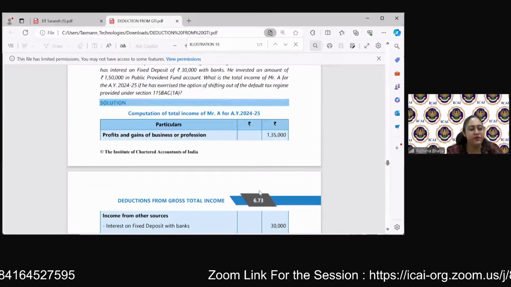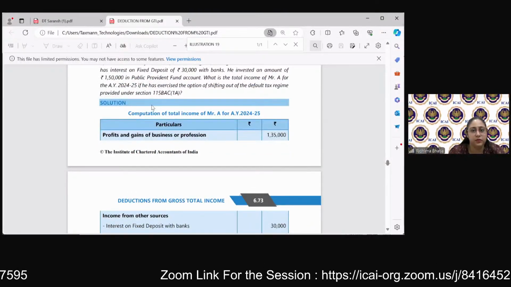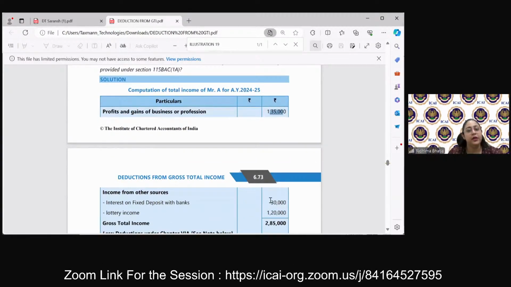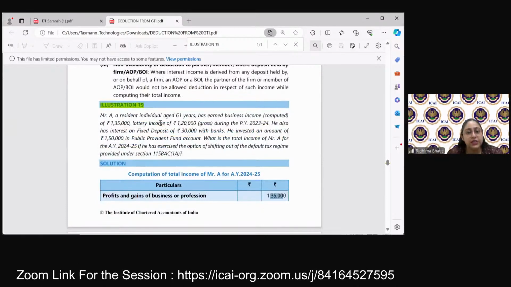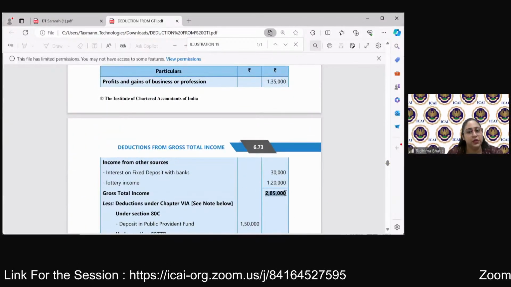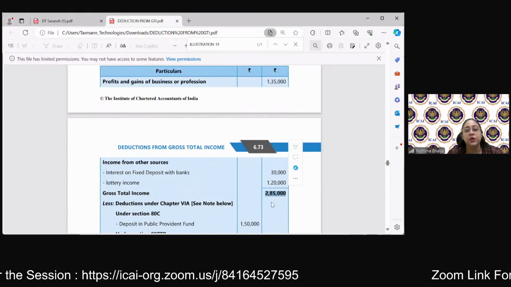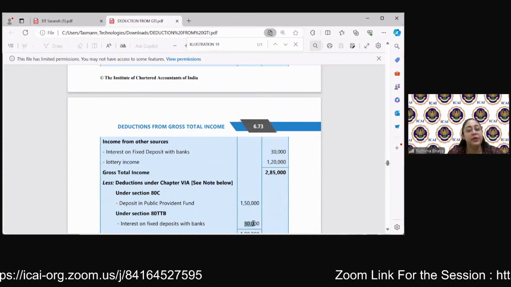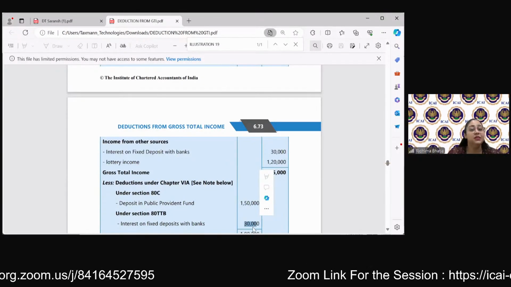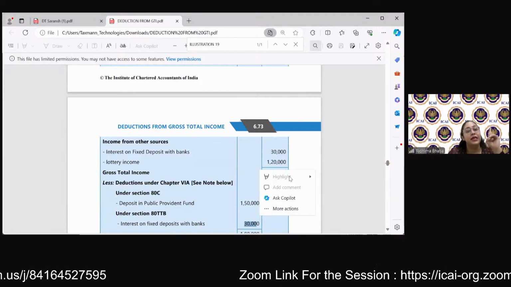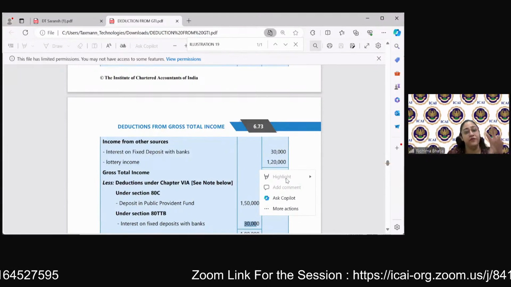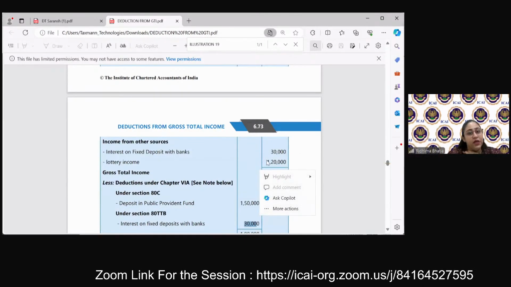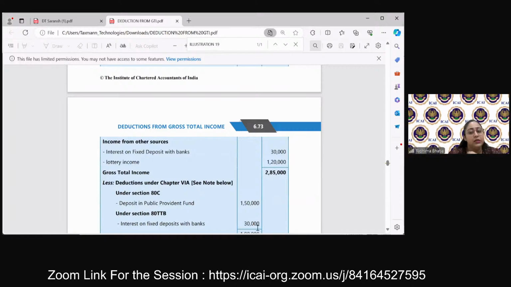Now, profits and gains, simple, very easy question. Profits and gains of business and profession, fully taxable. Interest on FD, taxable. Lottery income, taxable. Total comes to 2,85,000. Out of this 285, I can claim deduction of 80C PPF, correct, and 80TTB. Why TTB? Because the person is a resident senior citizen, and resident senior citizens get 80TTB interest deduction, which is for FD, savings bank, recurring deposit, all combined. So the maximum deduction allowed there is 50,000, but the interest is only 30, so I will claim 30,000.